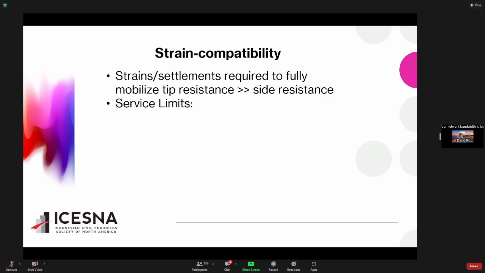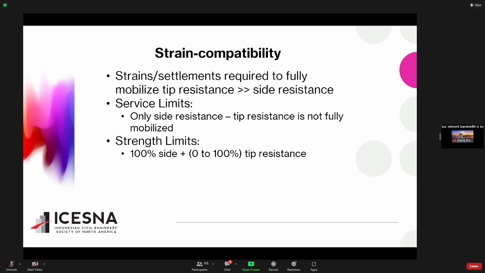So what we do typically for service limit or operational limit, the load is smaller, so we only use side resistance. Tip resistance is not used because it's not fully mobilized, so we ignore it and use only side resistance. And for strength limit, we use 100% of side resistance and some fraction or percentage of tip resistance, depending on how much your tip moves. If your tip moves a lot, you can use 100%. If your tip moves just a little bit, then you might want to use maybe 10% or 20%. Obviously, 0 is conservative, but you don't want to do that.